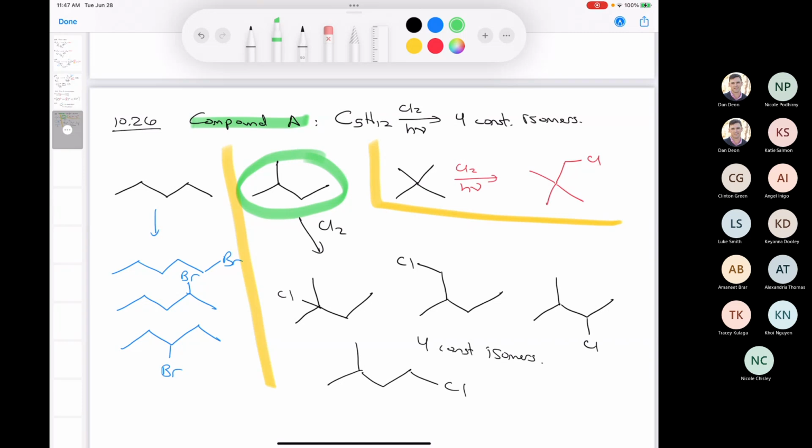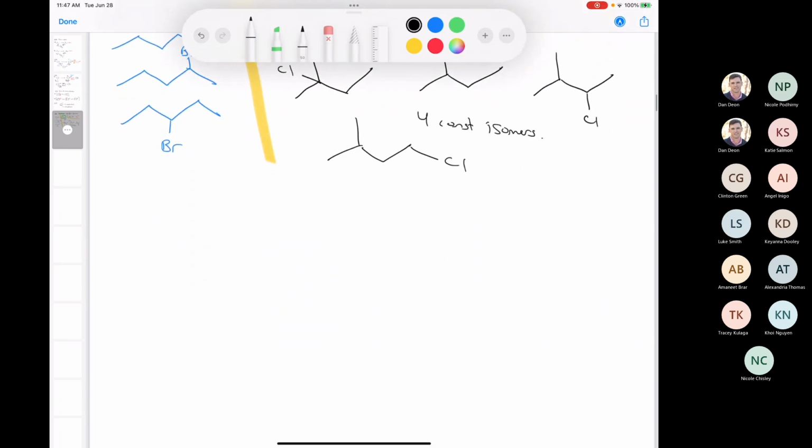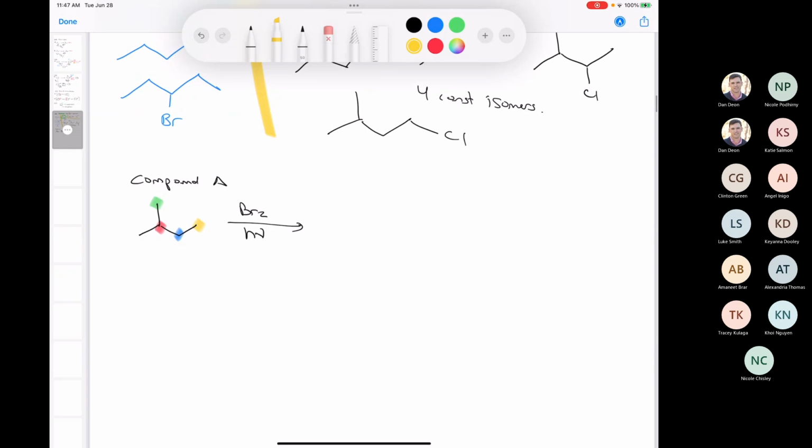Okay. So the next part of the question says, if you take compound A, which is 2-methylbutane, and you treat it with bromine in light, it's going to be regioselective. Where is the bromine going to go? Is it going to go at the green carbon, at the red carbon, at the blue carbon, or at the yellow carbon? Could anybody answer that for me? Which carbon would the bromine be attached to?